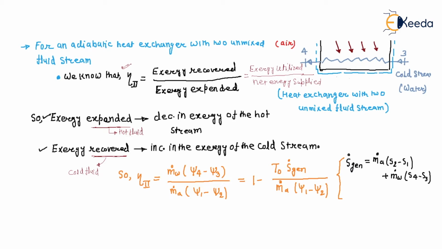loss, not really a loss. Why? Because exergy is not a conserved property. So this is the exergy utilized, and this is the exergy supplied, for the hot stream. So what is the exergy utilized? Mass of water times exergy at 54 minus 53. What is the exergy supplied? Mass of air times exergy at 51 minus 52.